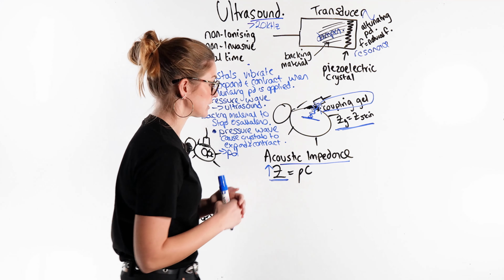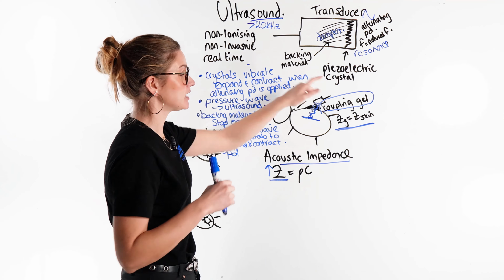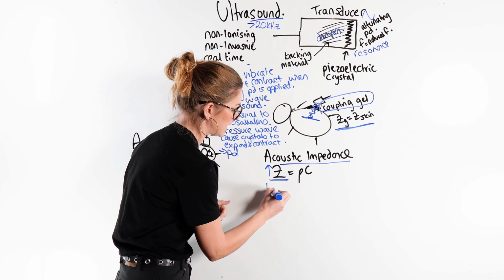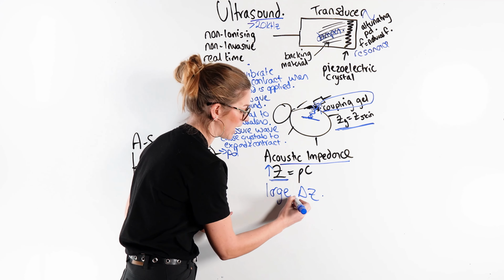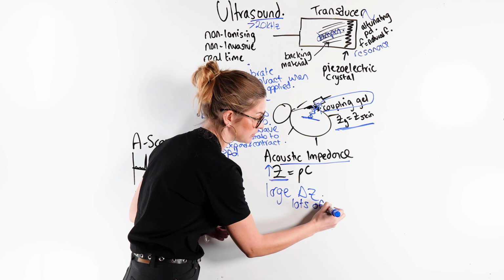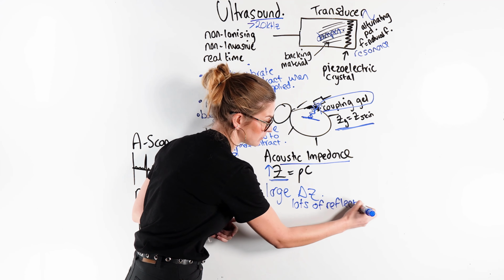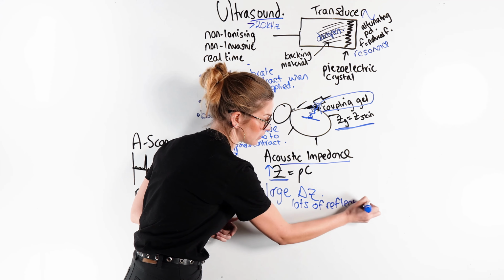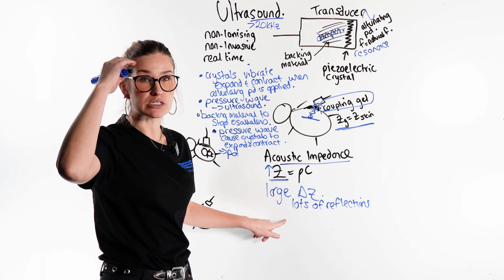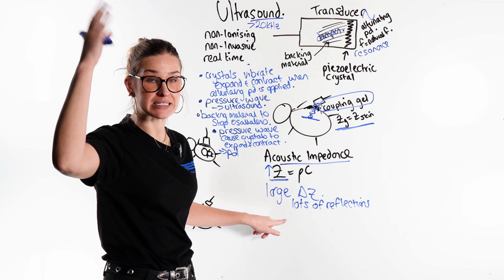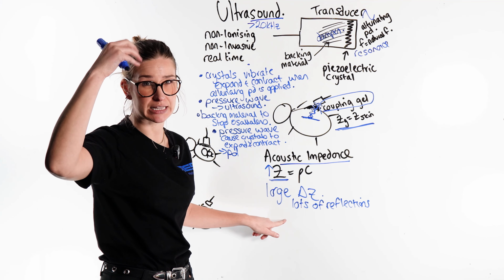So we've got the waves going in, and they're going to get reflected at these different boundaries. We just said that if there is a large change in the acoustic impedance, there are going to be lots of reflections. Because bone has a really high acoustic impedance, that's why we can't use ultrasound to see your brain. The bone has such a high acoustic impedance that basically all the ultrasound gets reflected, so you can't see inside the brain.